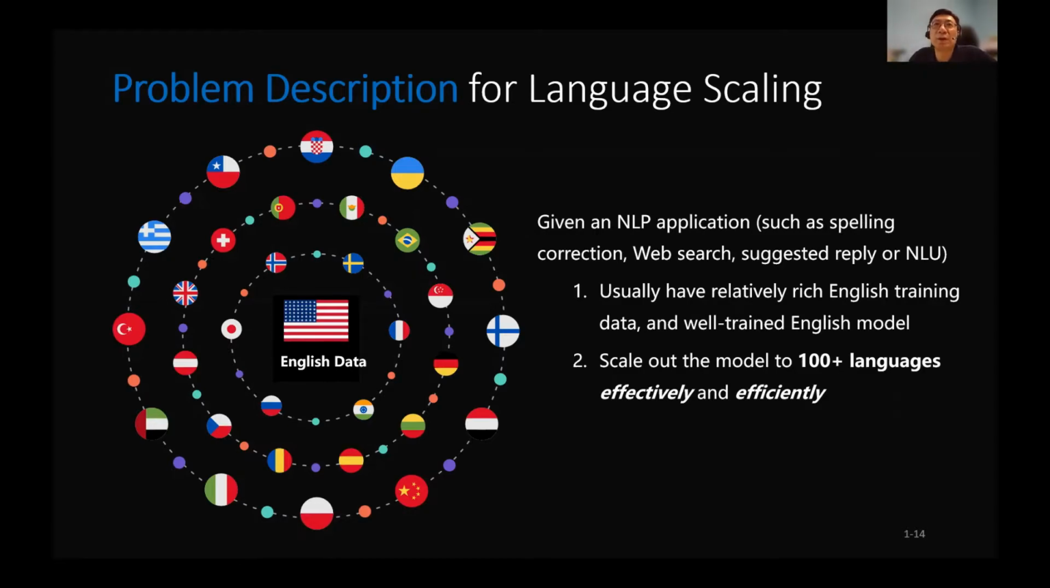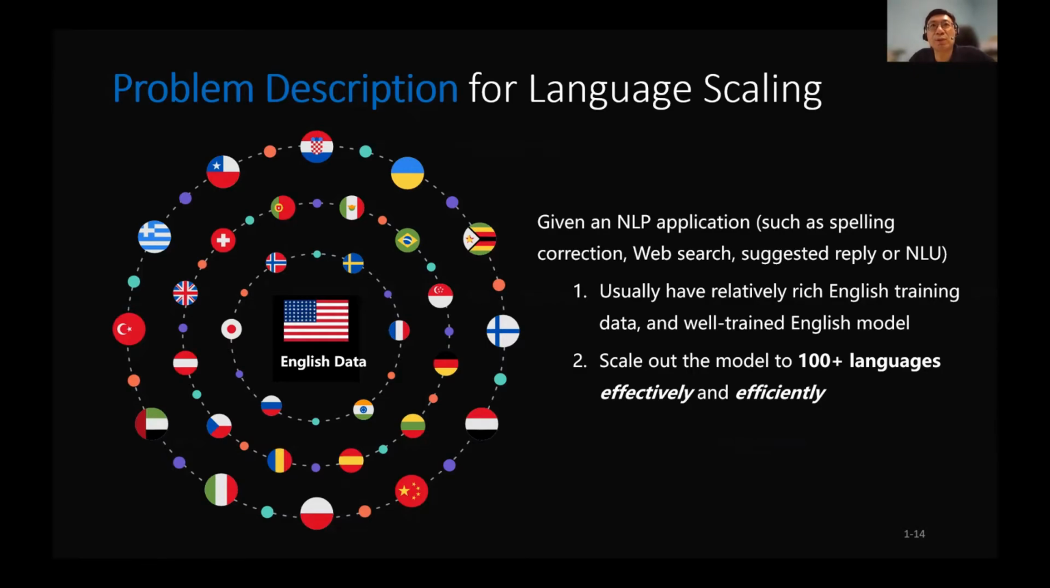Since language really matters, now let us look at a problem description for language scaling. Given an NLP application, such as the examples we demonstrated in previous slides, in practice, we usually have relatively rich English training data. And oftentimes, from those English training data, we may result in a well-trained English model. Then our task is to scale out the English model to more than 100 languages.